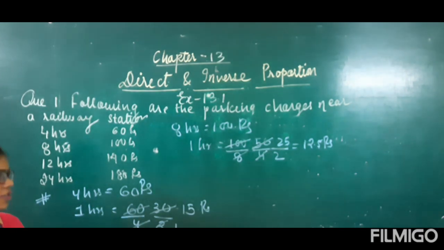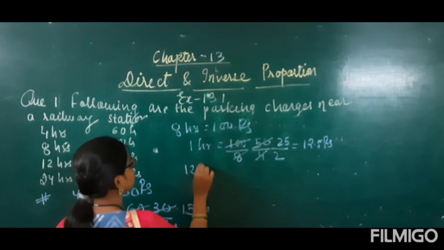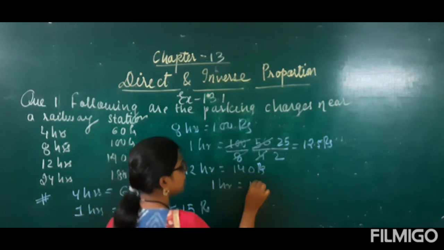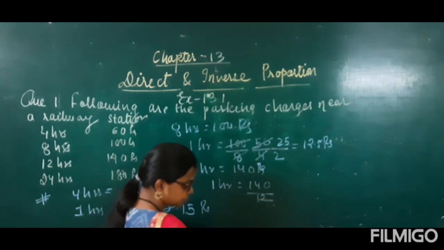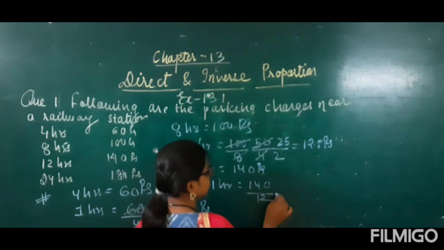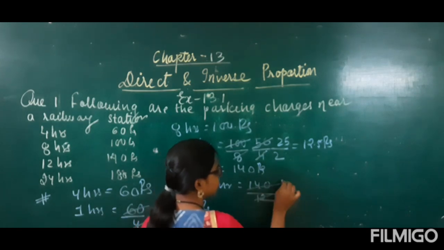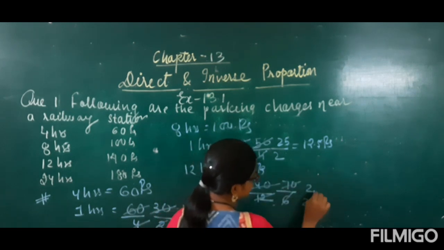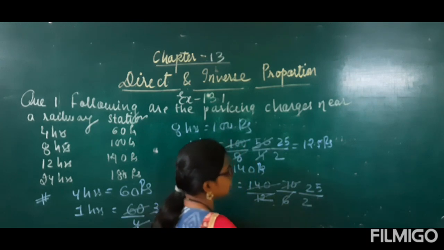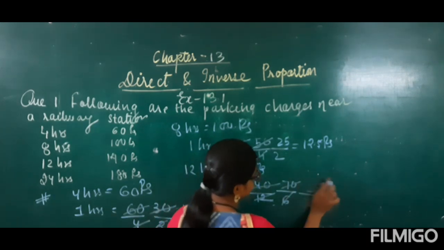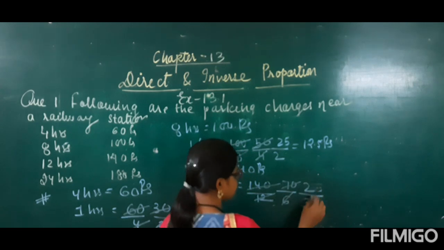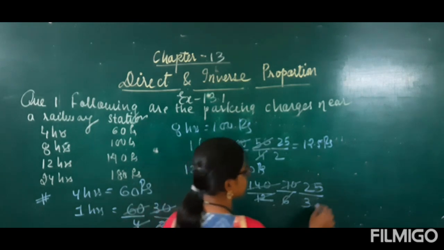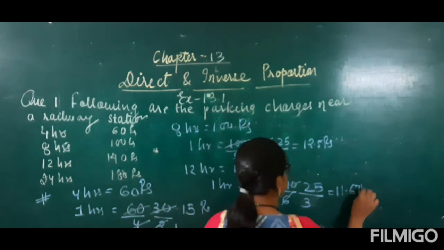Still I will go with the next two. Next it is given 12 hours is 140 rupees. So for 1 hour how much will it be? 140 by 12. Dividing by 2 and again by 2, this is 35 by 3, and on solving you will get 11.67 rupees.